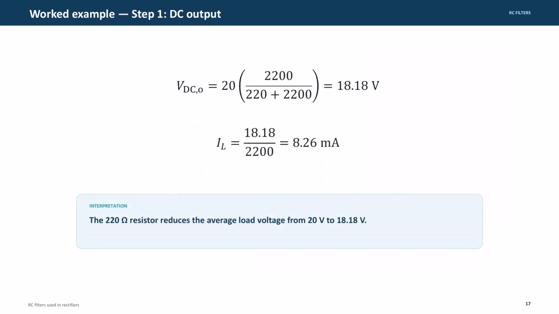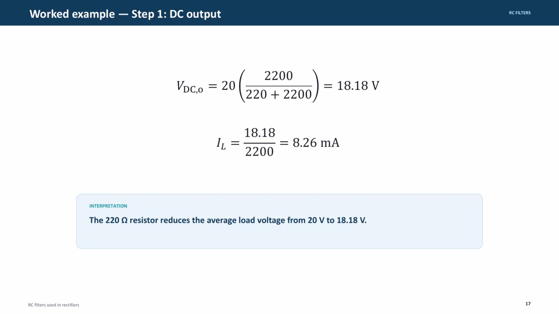Begin with the DC model. Substitute 20 volts, 220 ohms, and 2.2 kilo-ohms into the voltage divider equation. The average load voltage is 18.18 volts. Dividing by 2.2 kilo-ohms gives a load current of 8.26 milliamperes.